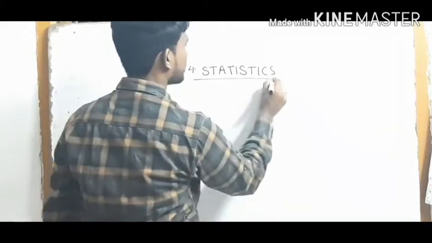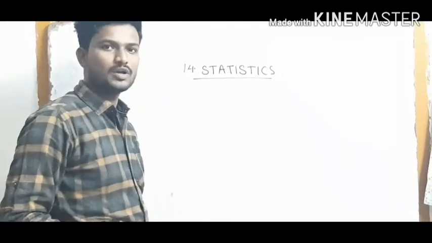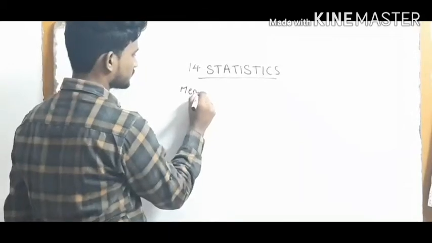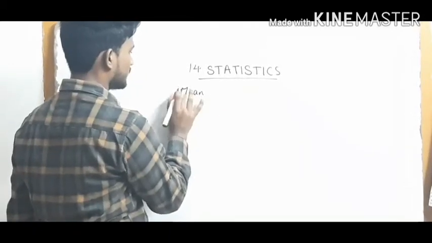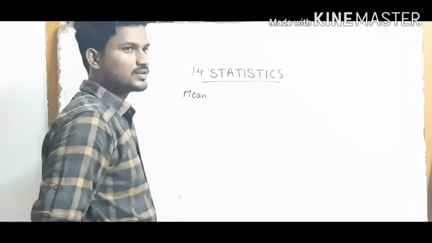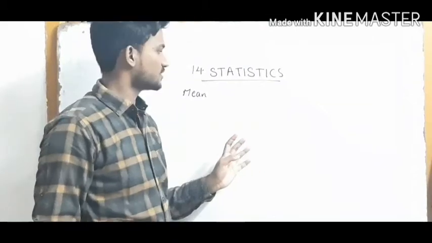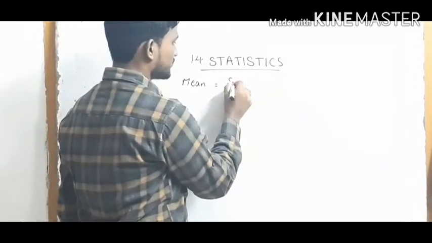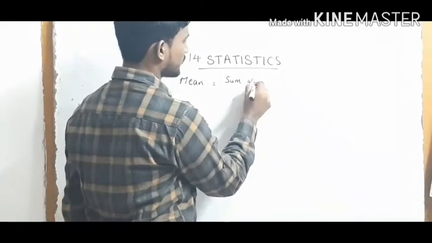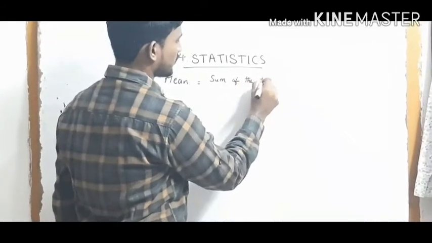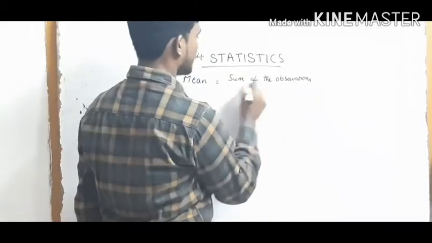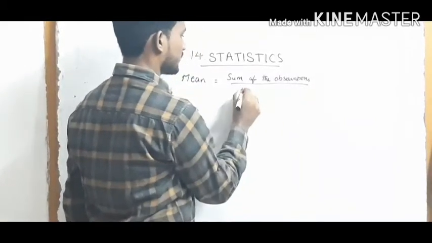In this chapter we will discuss the mean, mode and median. This is the first, mean. Mean is the average of the observations. First we can write mean equals the sum of the observations by the number of observations.